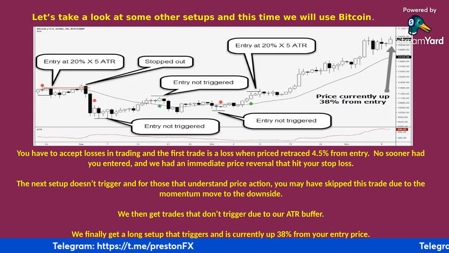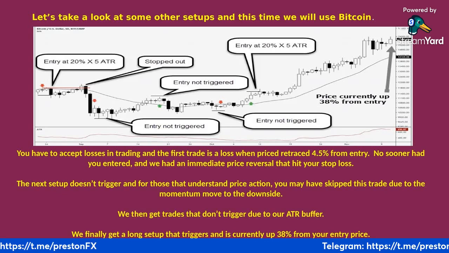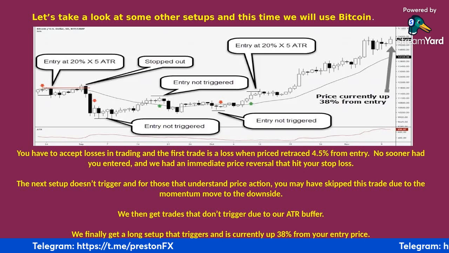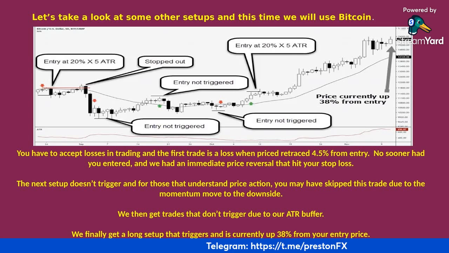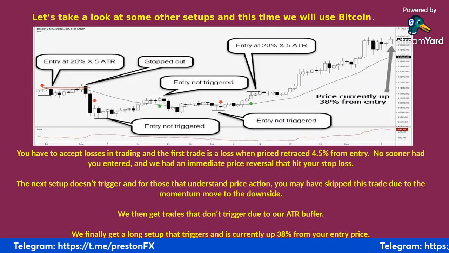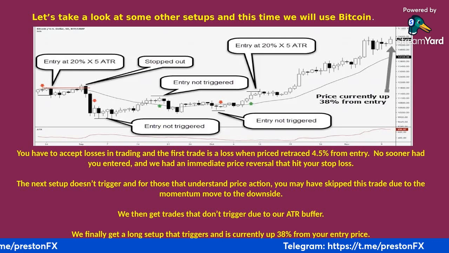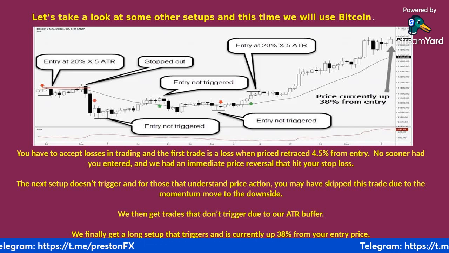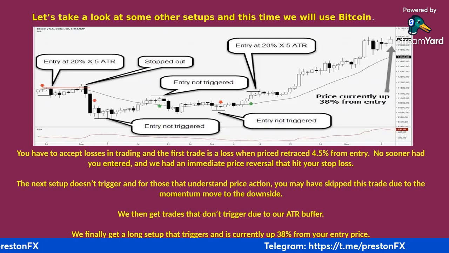All right, and as you look at the setup for Bitcoin, BTC/USD. Remember there are some losses in trading. You're not going to be 100%. Later I'm going to point out exactly how you can set it up better so you're not taking straight losses every time you see a two candle lows or two candle highs. You have to accept losses in trading, and the first trade is a loss when placed at the retrace. Basically when you placed the trade, it retraced 4.5% from entry. No sooner had you entered, we had an immediate price reversal and it hit the stop loss.